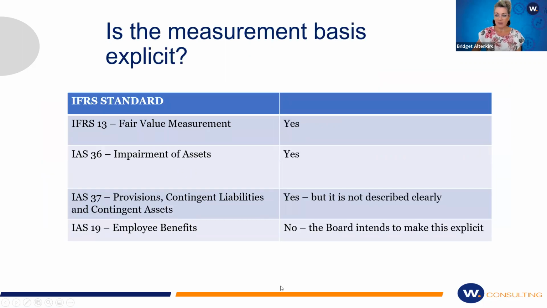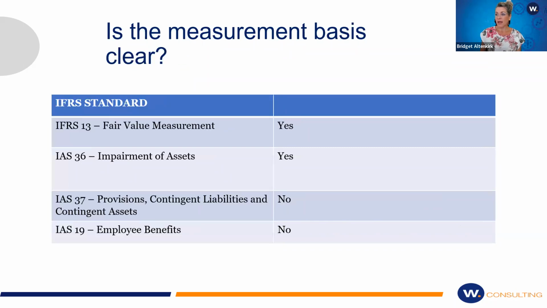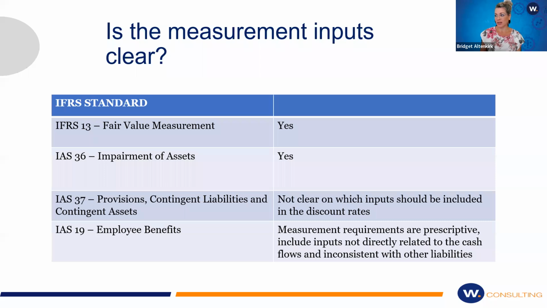Are these standards that I've spoken about explicit as to what measurement basis needs to be used? IFRS 13 prescribes the different approaches that could be used. IAS 36 tells you what a value in use is. IAS 37 isn't really so clear. It just says you need to do some form of present value. And IAS 19 isn't clear. It just says there needs to be a present value of the future cash flows expected to be paid. So as I've said, only IFRS 13 and IAS 36 are really clear as to how this measurement gets done. Both IAS 37 and IAS 19 are not as clear as to how this present value computation gets done.